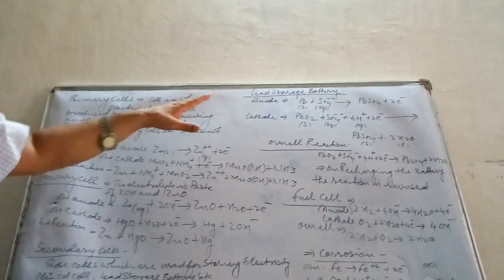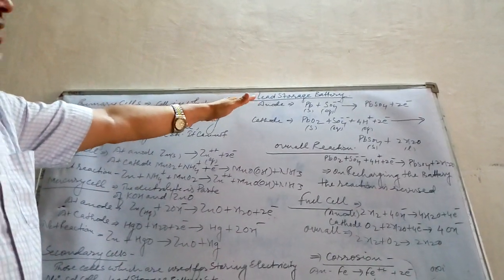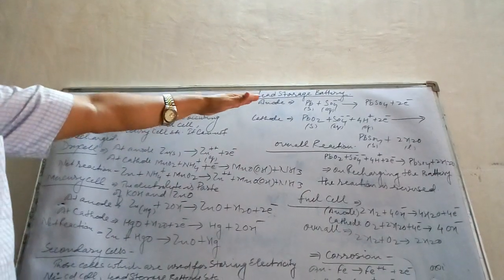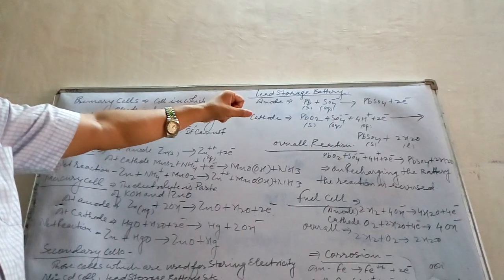Likewise, here the reactions are: at the anode, lead metal reacts with sulfate ions, because the electrolyte in solution is sulfuric acid.